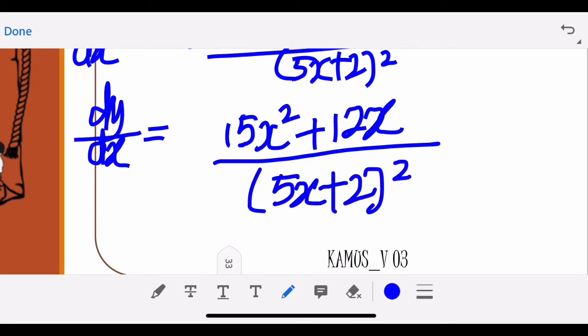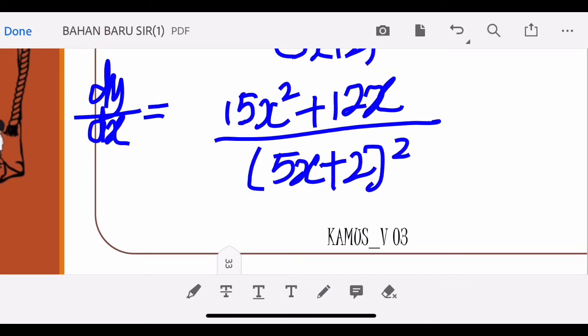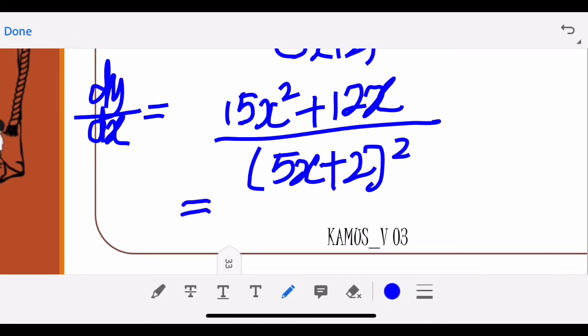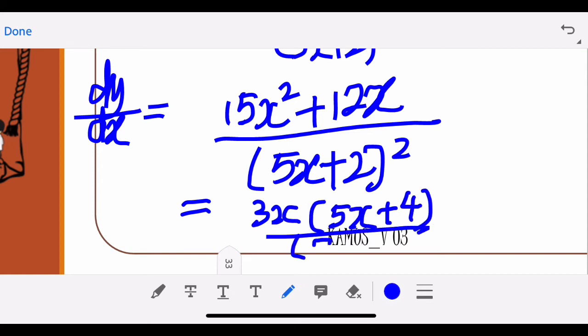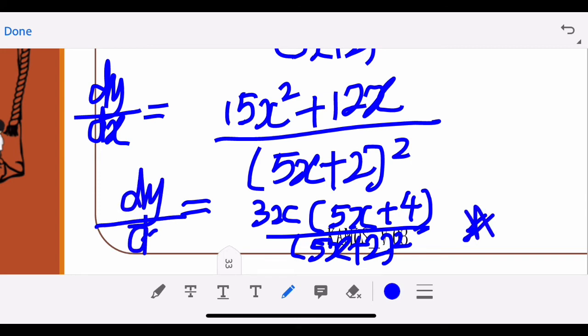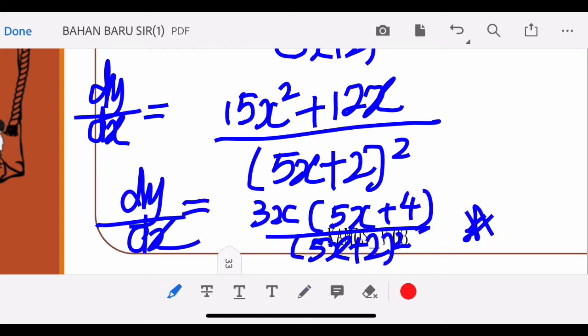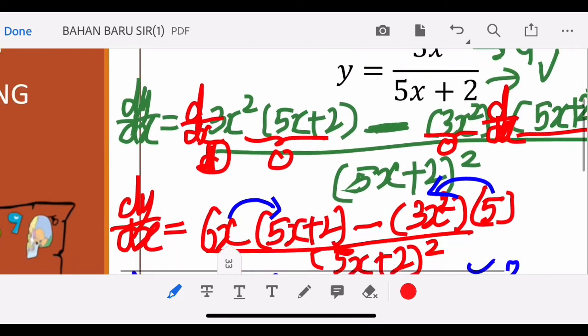Alright, if you want to simplify further, sometimes we can factorize this: 3x times 5x plus 4, over 5x plus 2 squared, right? Okay, so this is the final answer using the quotient rule. Okay, understand? Alright, always double check because we are very careless.